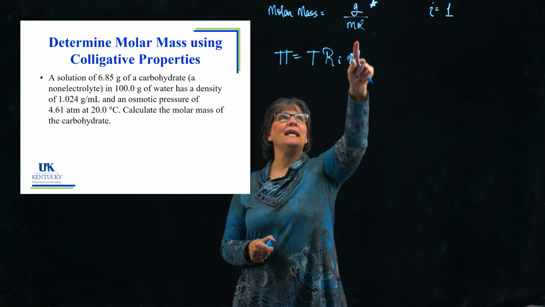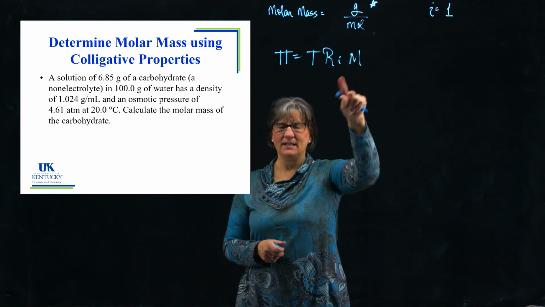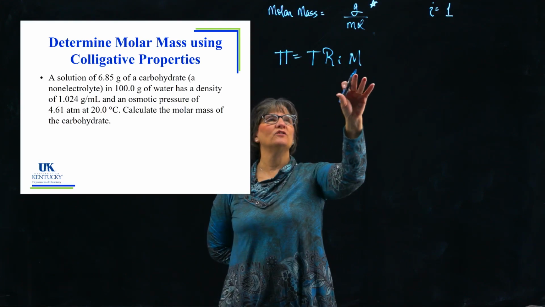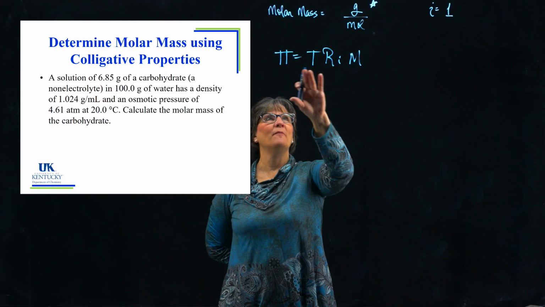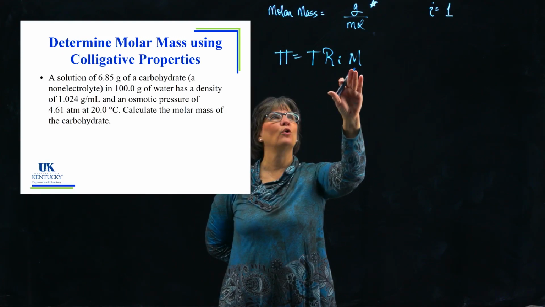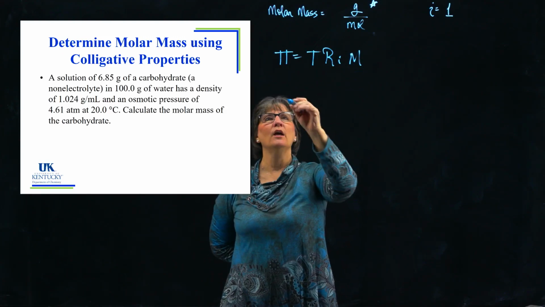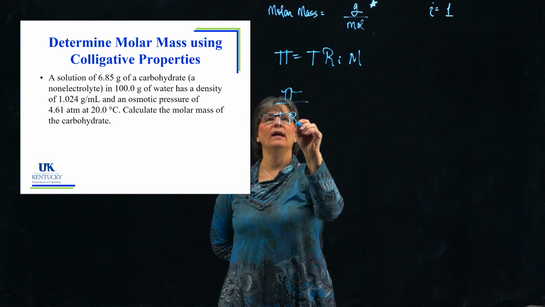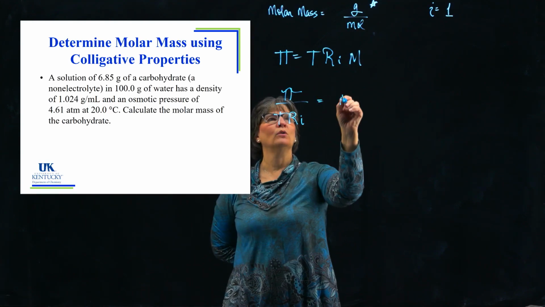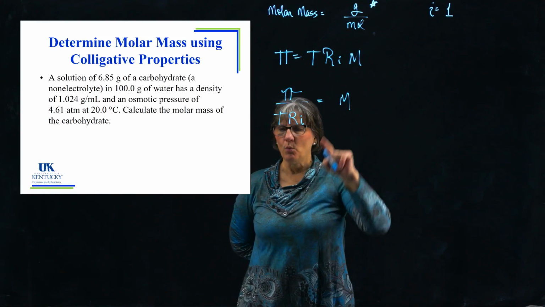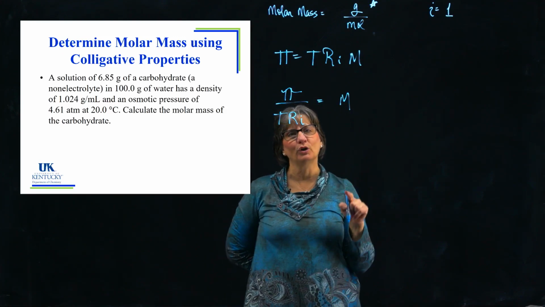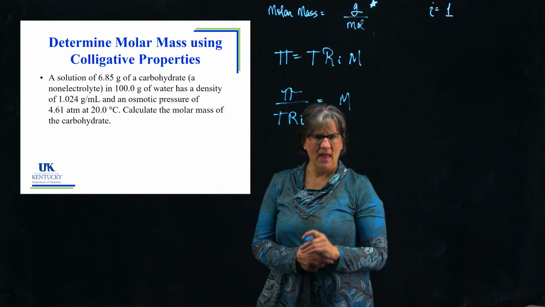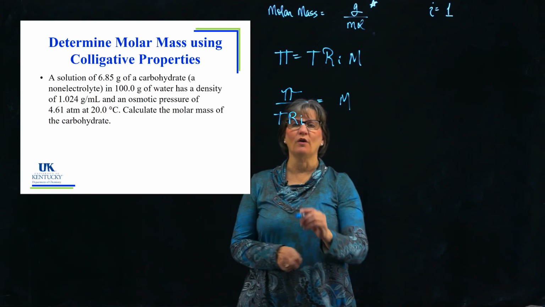I know that I need moles, and moles is buried inside of molarity there. So I am going to go ahead and use this equation and assume that I've been given everything else I need in order to get molarity. So pi divided by T, R, and i gives me molarity. Why did I want molarity? Because molarity is moles per liter. It has the moles inside of it.